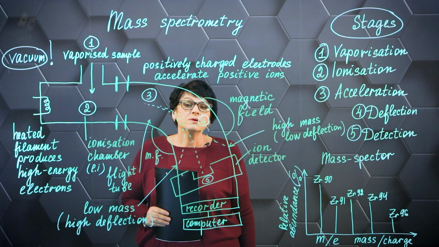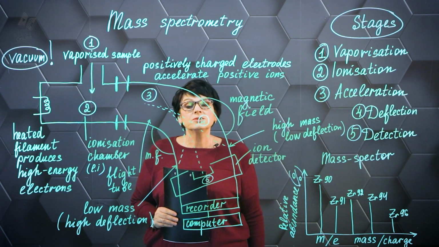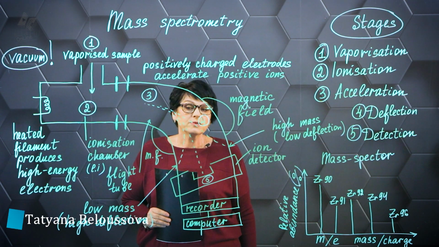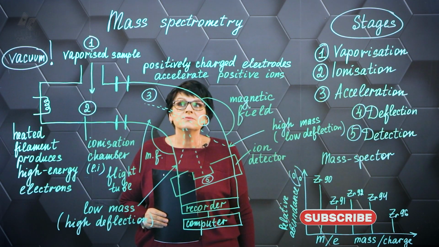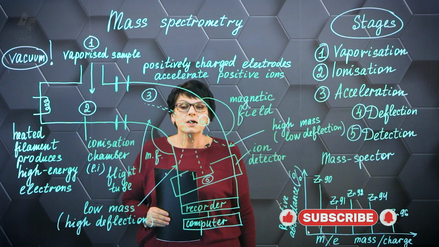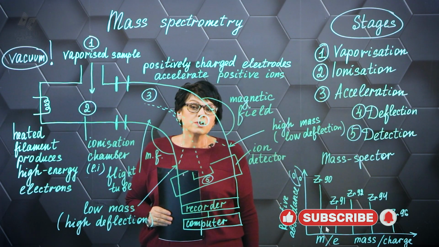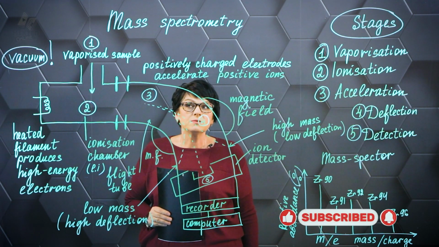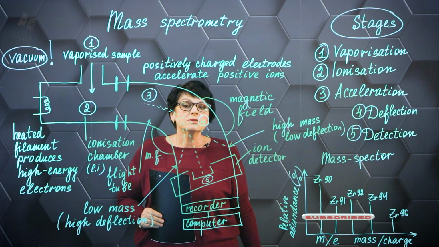Hello. Today we're going to be looking at an analytical method for the study of substances and the isotopic composition of elements using mass spectrometry. It's one of the very popular research methods used in both physics and in chemistry. What is the basis of this method?